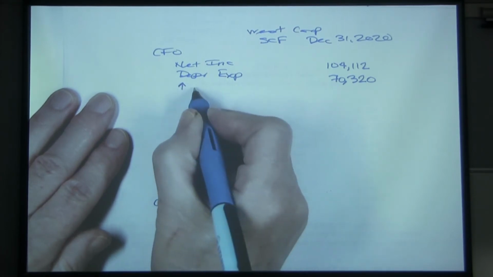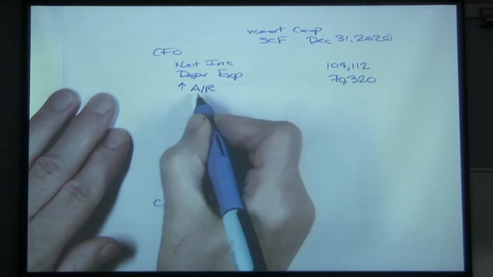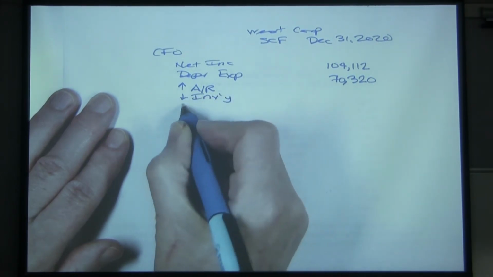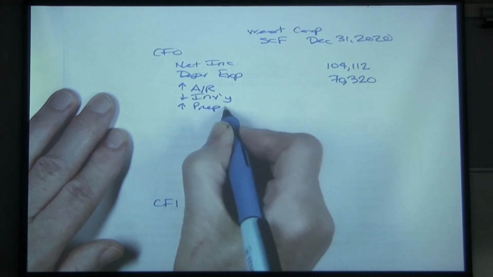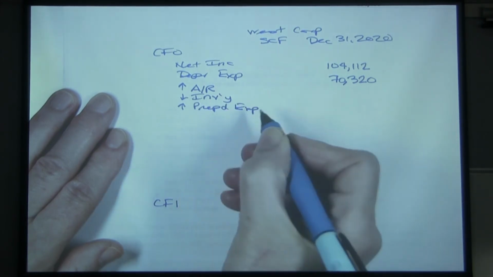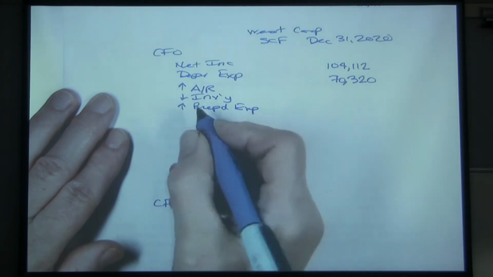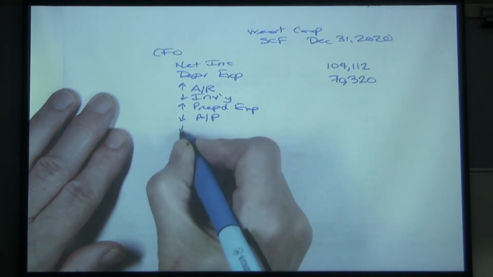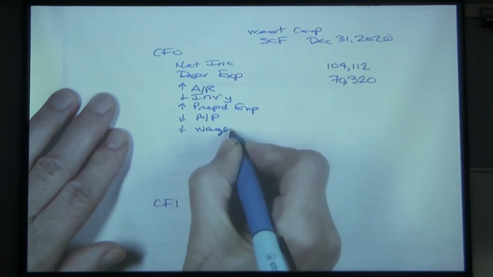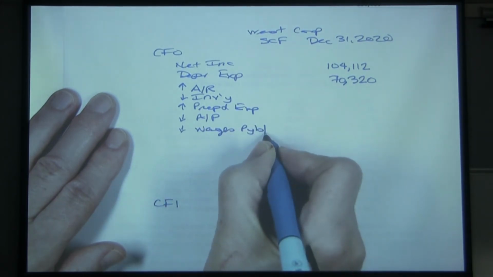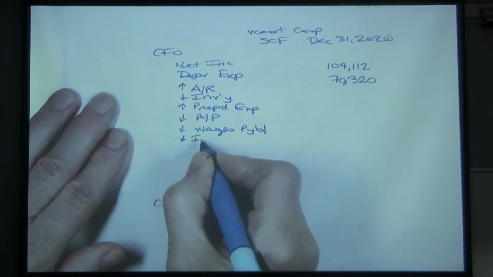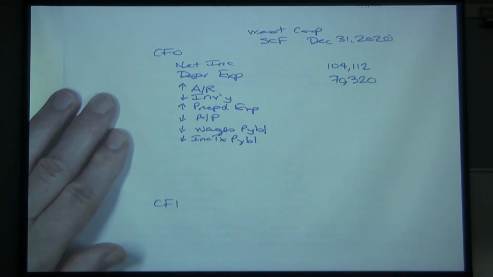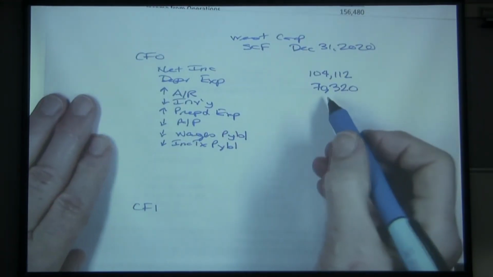So there was an increase in accounts receivable, there was a decrease in inventory, and we had an increase in prepaid expenses. For current liabilities, we had a decrease in accounts payable, a decrease in wages payable, and a decrease in income tax payable. So we'll take the difference with those 6 items and note them here.